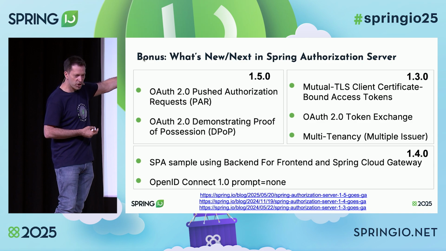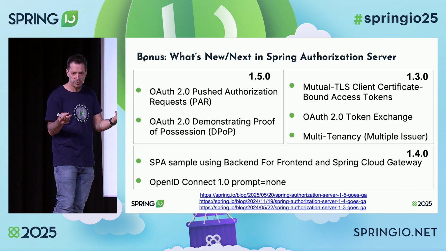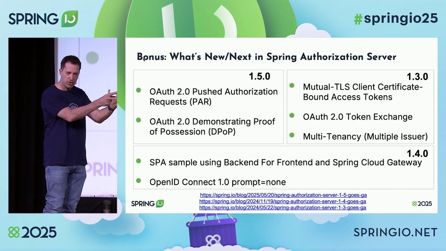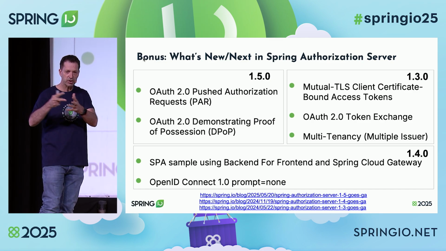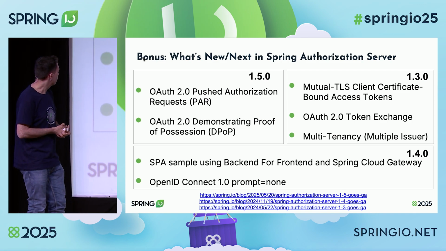The OAuth token exchange we have seen. Then there's also a multi-tenancy feature, so you can have multiple issuers now in your authorization server. So not only one endpoint with a single issuer, but you can have issuer 1, issuer 2, with all the authorization flows implemented, maybe for different domains in your company.